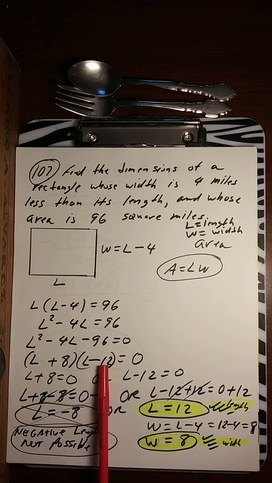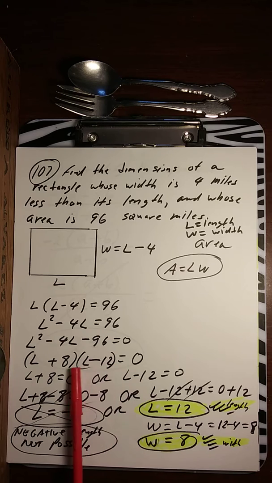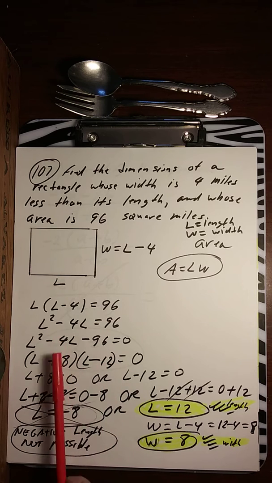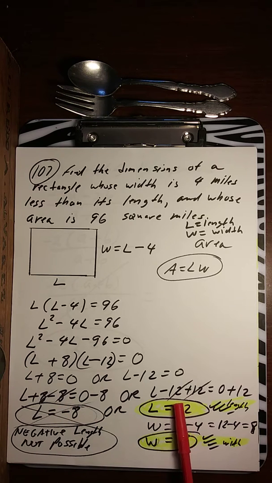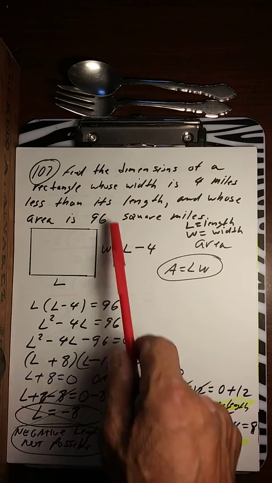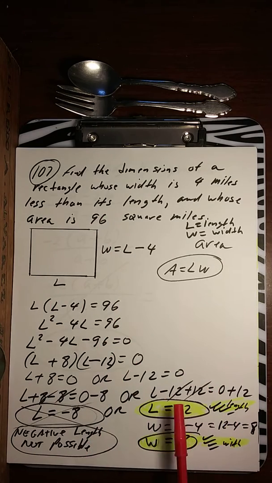8 times 12 is 96, and negative 8 plus 12 is 4. So L plus 8 equals 0, L minus 12 equals 0. So minus 8, so L equals negative 8. Length, maybe. Over here, it goes positive 12. It's not going to be a negative length. So the only one we can work with is this one.